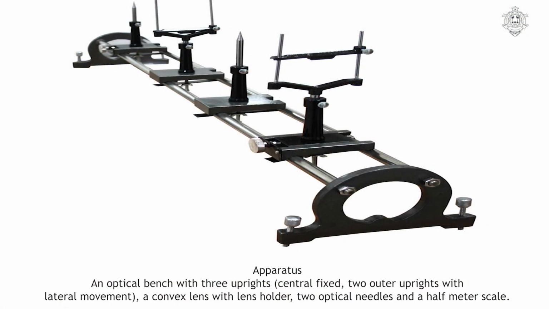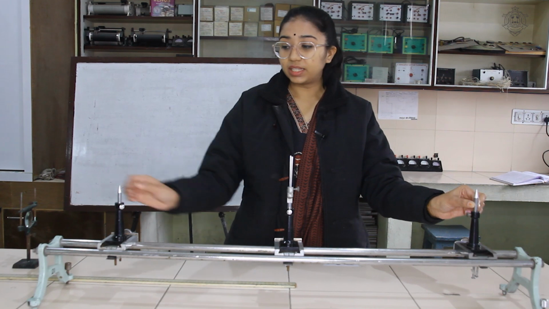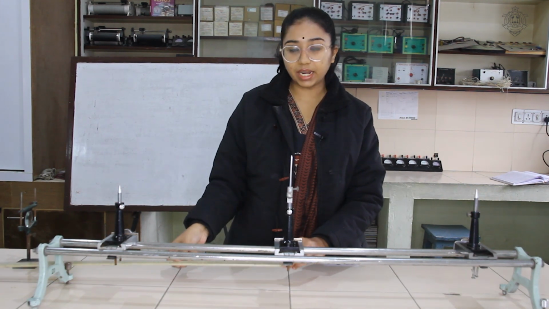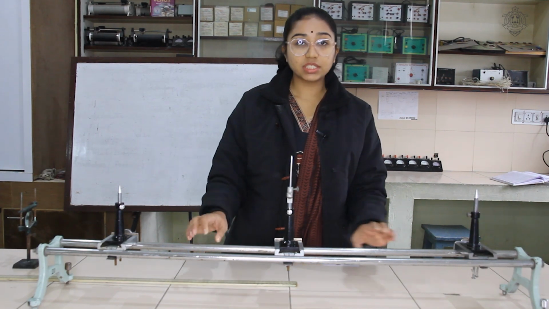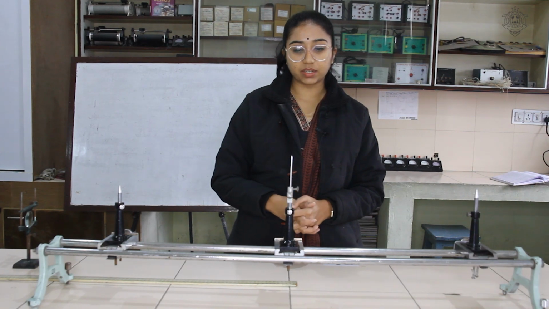The apparatus required is this optical bench with a scale from 0 to 100, three uprights to hold the needles and one for the lens. Then we have this scale. So this is the basic apparatus we require for this particular experiment.